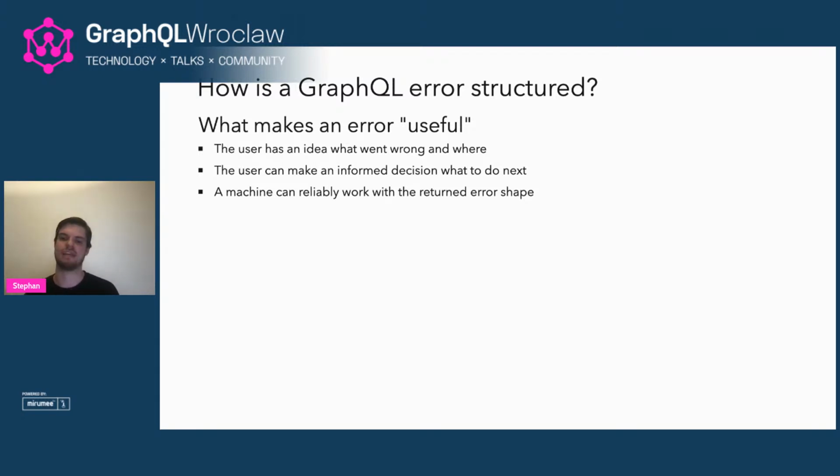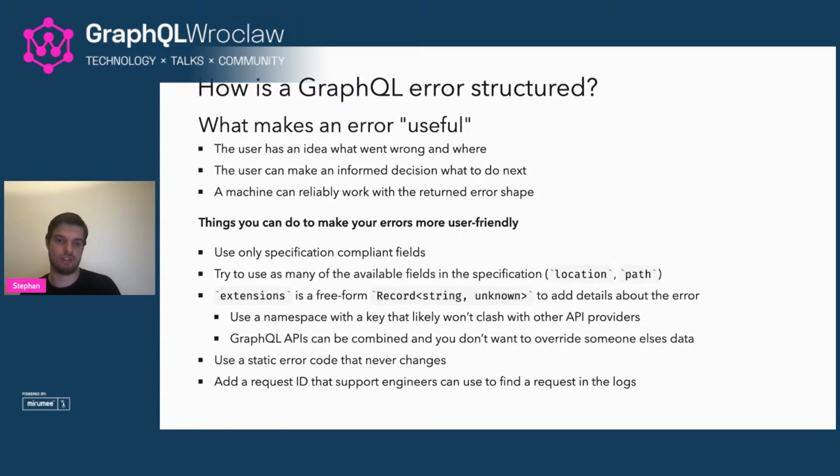What to do next can be as simple as retrying, or it might even point your user towards the fact that they need to change their query to be able to repeat it and then be successful. Bonus points if a machine can reliably work with your error shape. For us, that's pretty important because we're an API-first company and we want customers to be able to integrate with our API and handle the errors by a system they have developed.